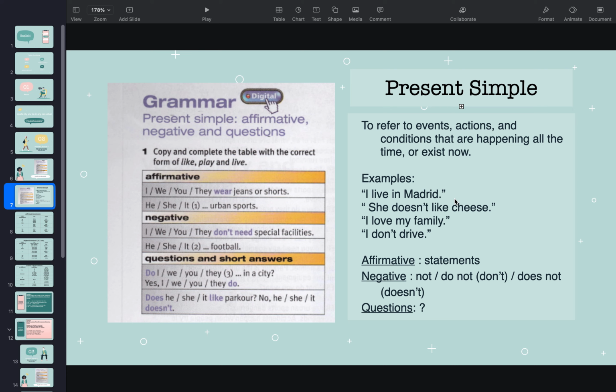Why? Because you are living in Malaysia, you are currently living in Malaysia. Okay, kamu sedang tinggal di Malaysia.